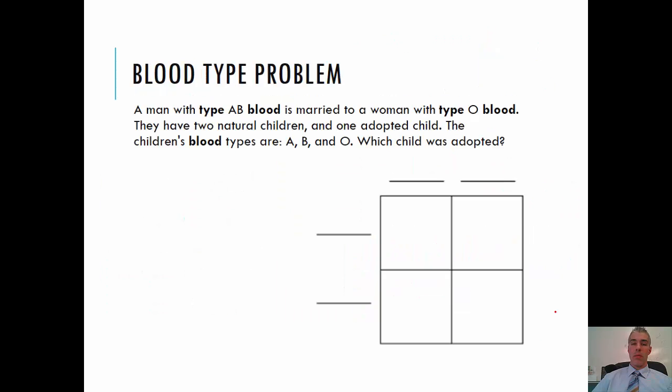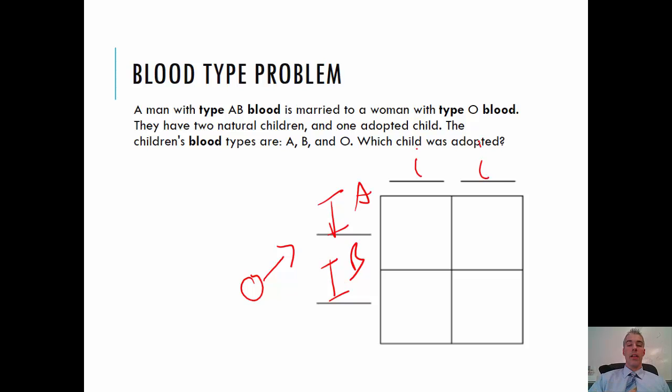So let's do a couple problems relating to blood typing. A man with type AB blood, so we're going to make the male right here, and he's type AB blood, so big IA, big IB, is married to a woman with type O blood. So she's little i, and she's a female, so we'll draw the symbol.